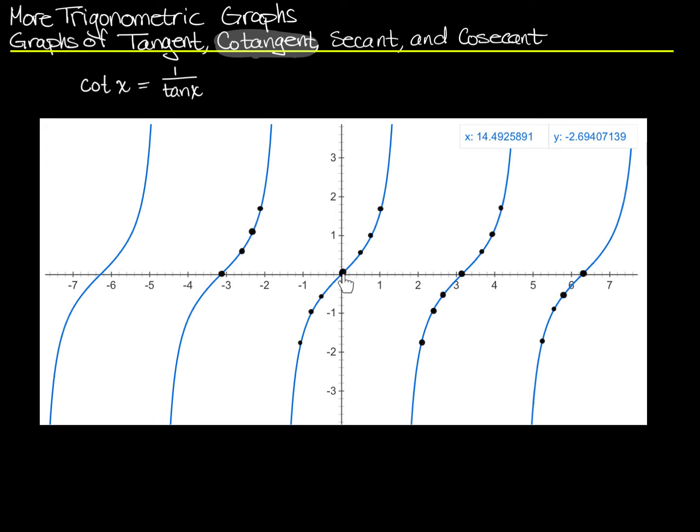We have 0, 0. This is roughly pi over 6, comma 0.58. This is roughly pi over 4, comma 1. Nearly pi over 3, comma 1.73. And then I could add a vertical asymptote at pi over 2, which is about 1.57.